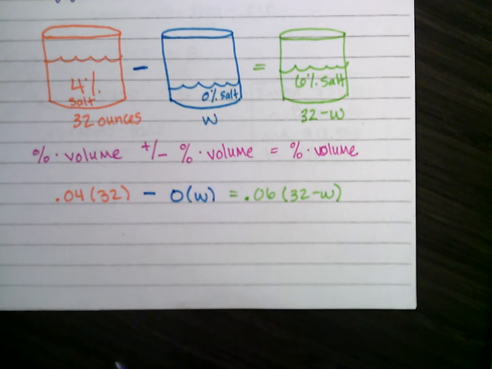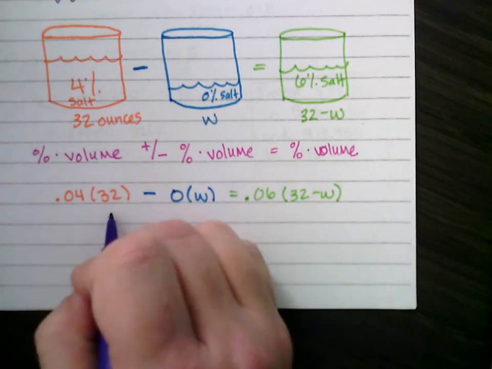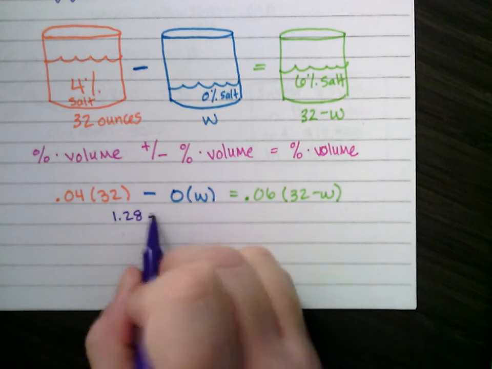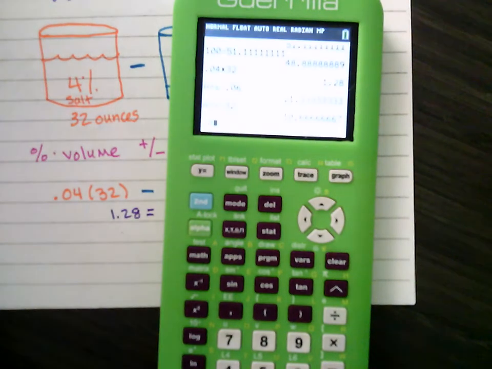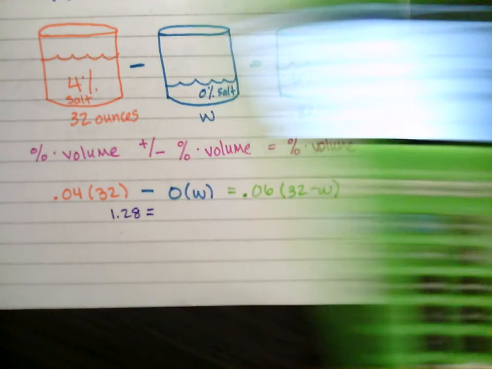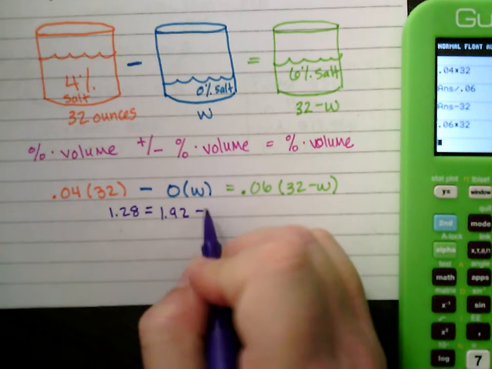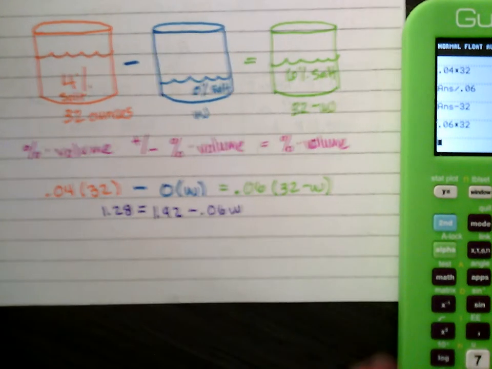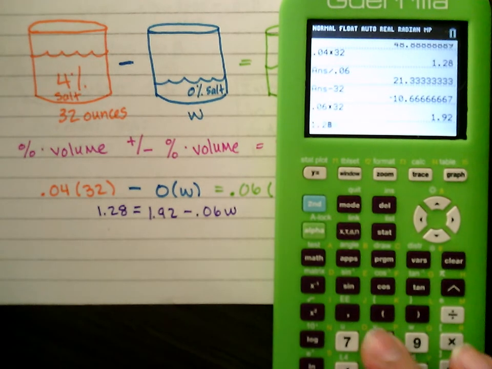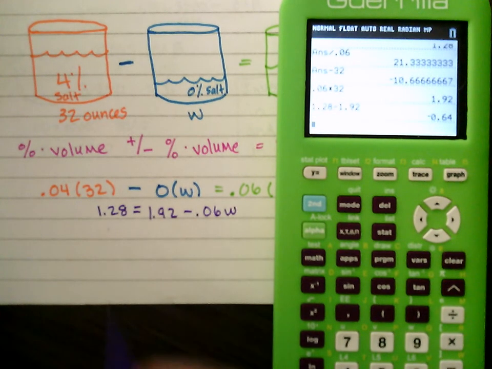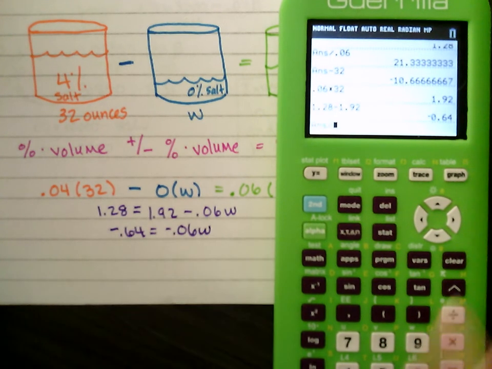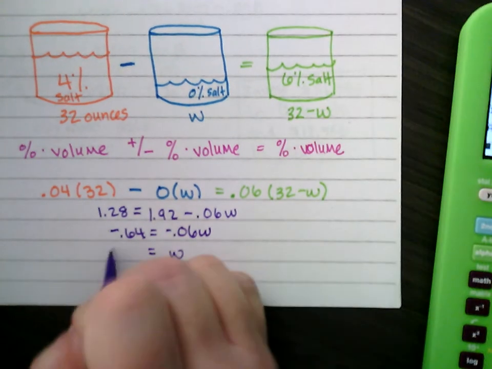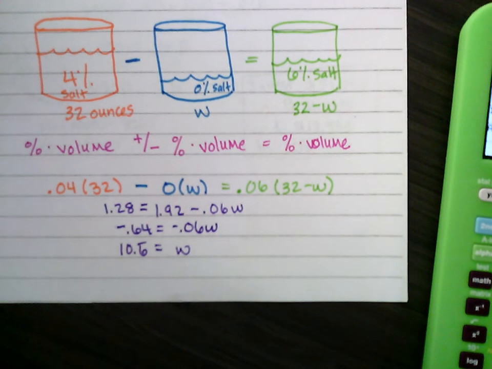0.04 times 32, we saw that up on the other part was 1.28. This ends up being 0, so equals 0.06 times 32, 1.92, minus 0.06 W, and then 1.28 minus 1.92 is negative 0.64 equals negative 0.06 W. Divided by the 0.06 on both sides, we get 10.6 repeating. So we're still going to get that same solution to that problem.